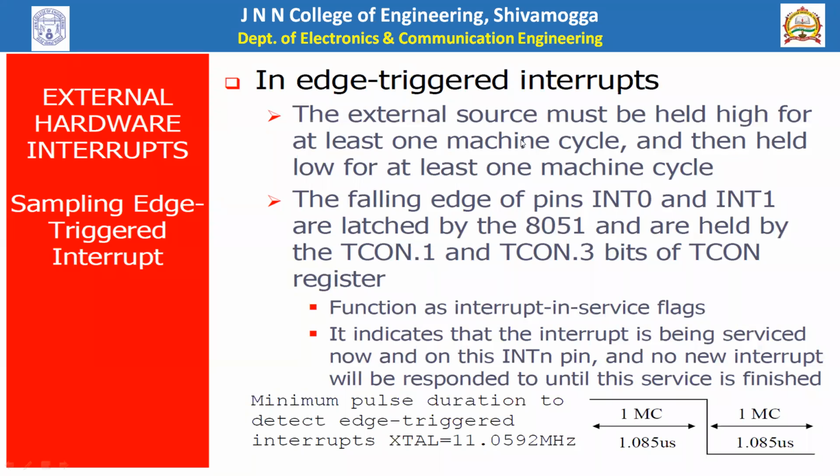So in the TCON register, TCON.1 and TCON.3 are reserved for edge triggered enabled INT0 and INT1. Then the external source must send high for at least one machine cycle and then hold low for at least another machine cycle. Only then will it be taken as an interrupt signal, an edge enabled or edge triggered interrupt signal.